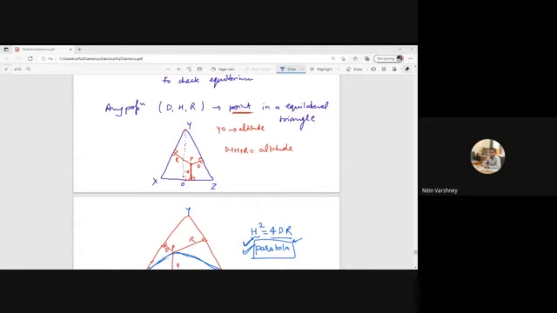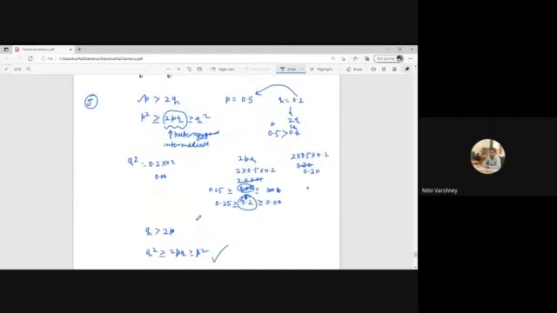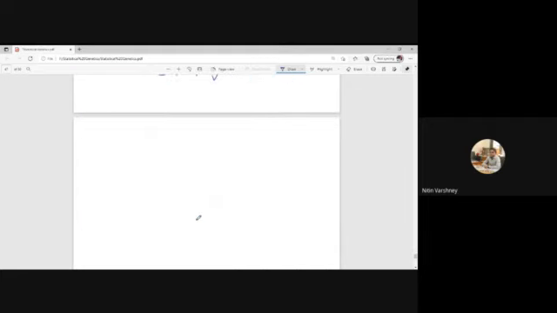So with this we have completed our Hardy-Weinberg law. Am I audible? Okay. Now we will see another thing, sex-linked inheritance. This is also an important topic.